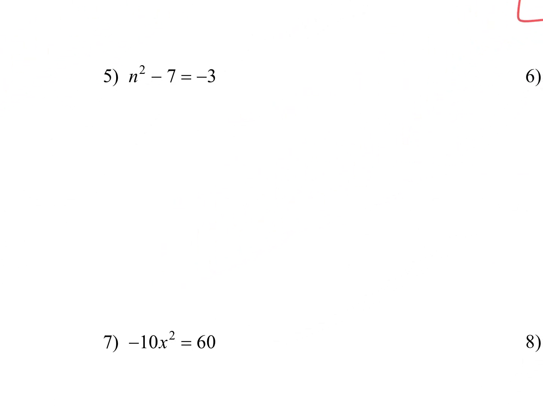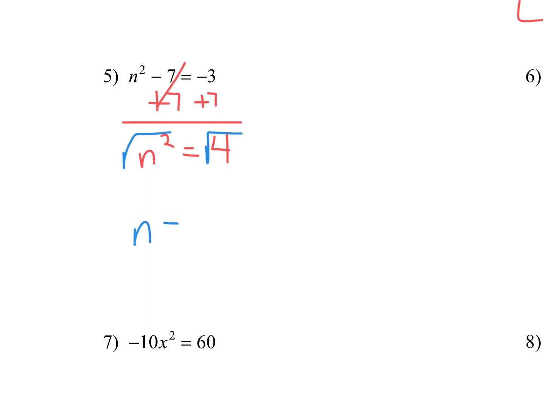How is number 5 different than all the other ones? It's got a -7. n squared is not by itself. What's our first goal, do you think? Get n alone. We want to get n by itself, so what do we need to move first? The 7, by adding 7 to the other side. So add 7 on both sides. So we get n squared equals 4. And then what is our last step? Take the square root of both sides. So we have n equals, good, positive negative 2.